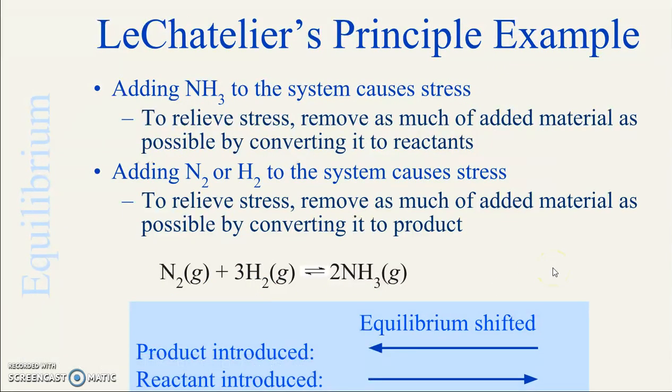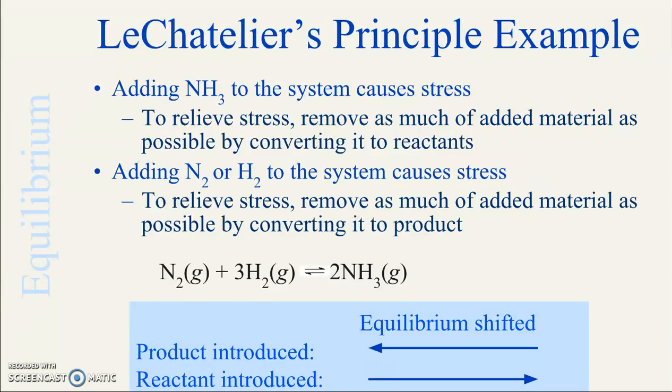In this case, if I add more product to the system, to relieve that stress it's going to try to remove that. So it's going to convert it back to reactants to get rid of that extra. If I introduce a product, you can see down at the bottom, the equilibrium shifts back to the reactants. If I add a reactant to the system, if I add nitrogen or hydrogen, to relieve that stress it's going to try to remove that added material by converting it to product. So if I add more reactant, I'm going to make more product.